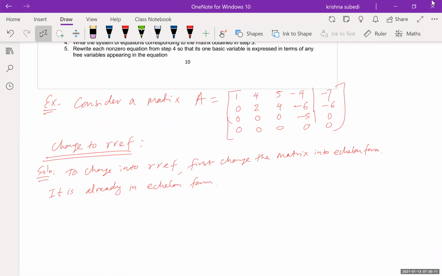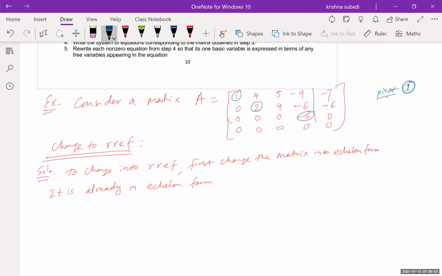Now what we need to do in order to change into RREF form is that, you see, this one is your pivot, this is your pivot, and this is your pivot. So on the pivot column, all the members in that column must be 0 except the pivot. And the pivot must be 1. So two things. All the pivots must be 1, and that's the only non-zero number in that column. Then we call that matrix RREF form.